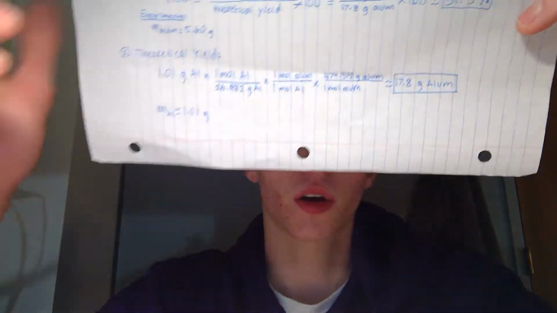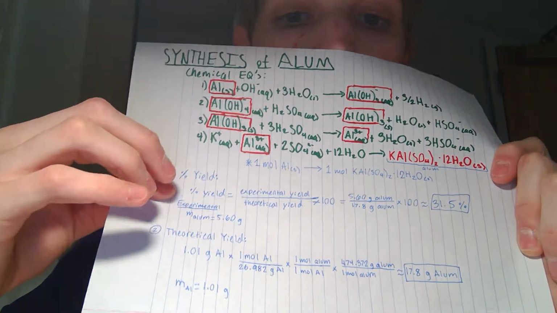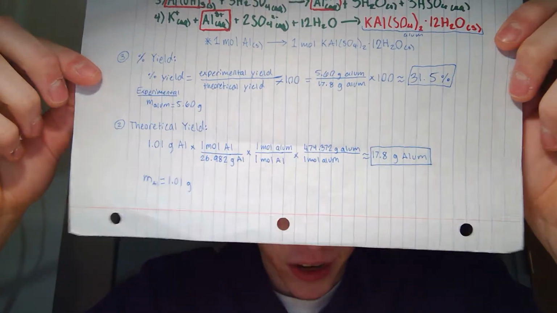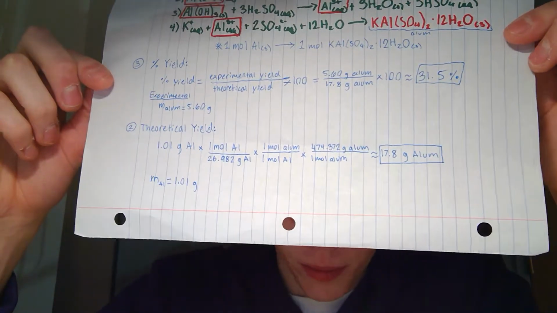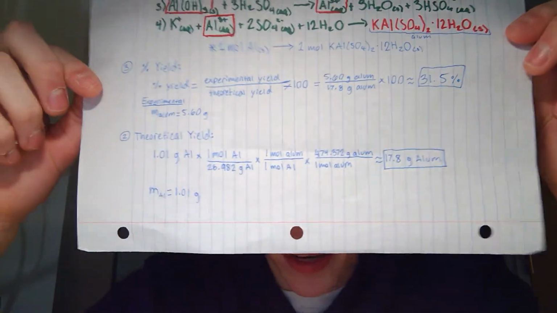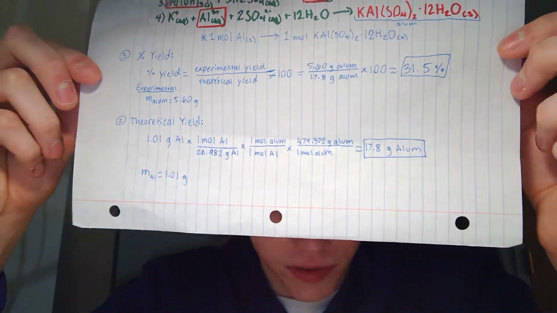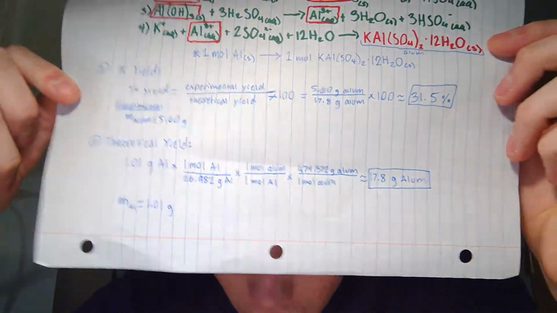And so with this theoretical yield, I can calculate the percent yield, which is shown right here, number 3. So the experimental yield of alum was measured to be 5.60 grams. And to calculate the percent yield, I just used the formula experimental value over theoretical value multiplied by a factor of 100. And substituting my values into the equation, 5.60 grams of alum over 17.8 grams of alum times 100, my percent yield ended up being about 31.5%.